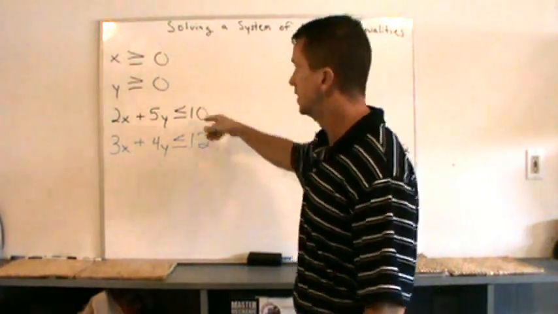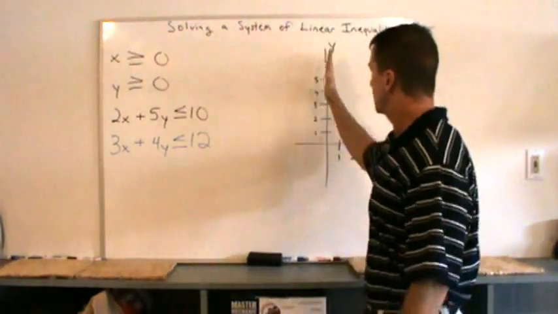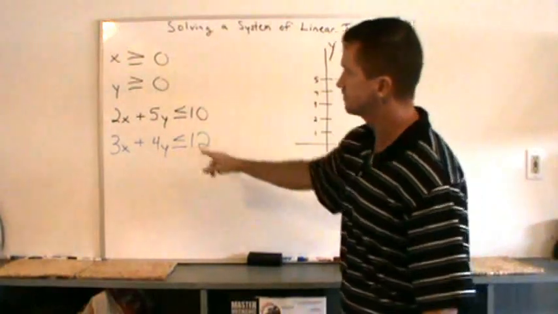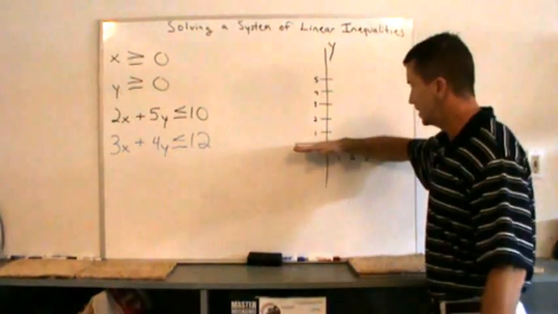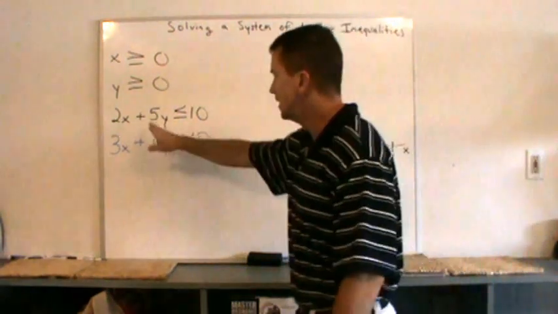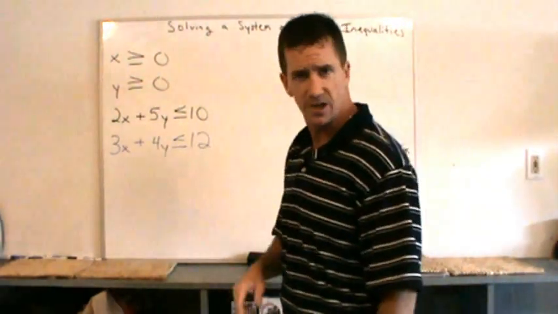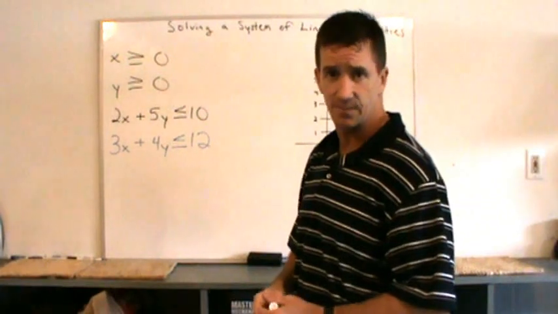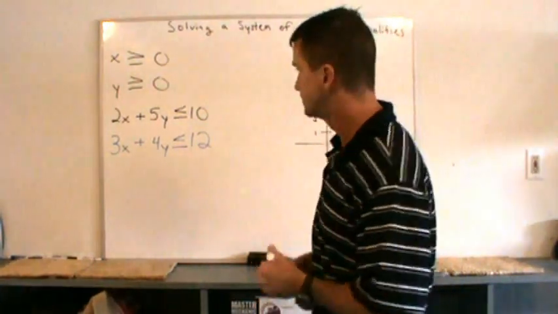We'll sketch the graphs. Now x equal to 0, that's just a vertical line right here on the y-axis. y equal to 0 is just a horizontal line right here on this x-axis. To sketch this line, there are numerous ways, but one simple way is just finding the intercepts. You only need 2 points to graph a line.